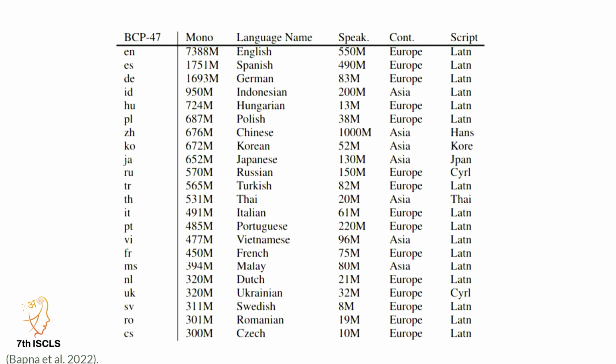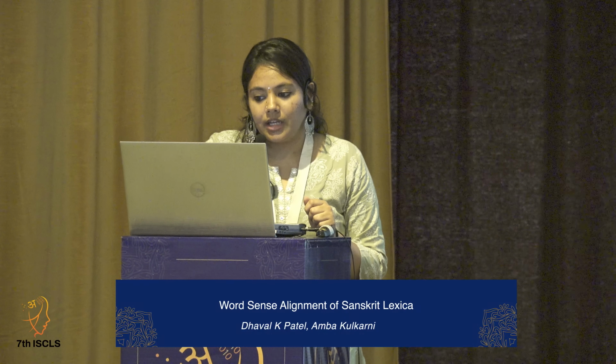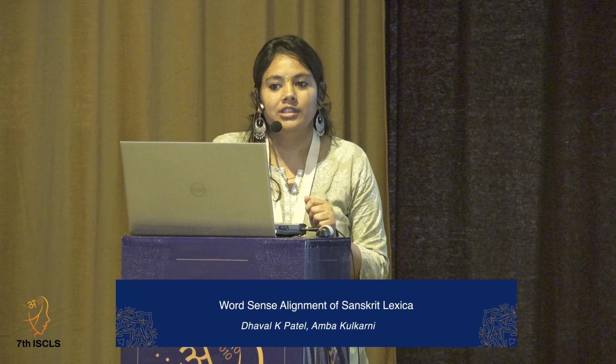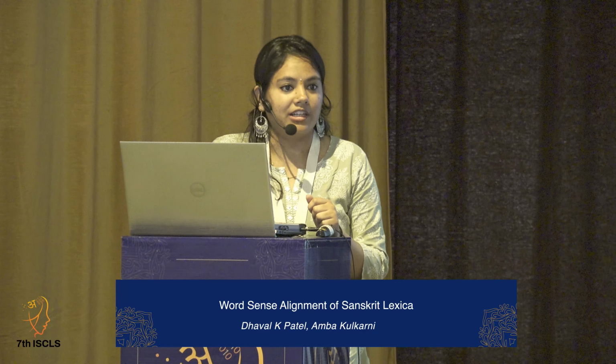This is given by Google. They give statistics of the data available on the web and the data they've used to train their model. For English, it is 7,388 million. For Tamil, it is 220 million. For Hindi, it is 165 million. And when we come to Sanskrit, it is 6 million, which is almost 0.8 times the English.